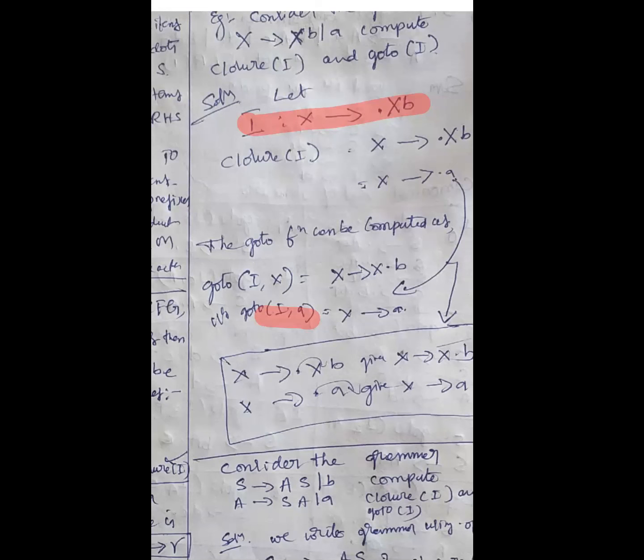So these are the things we will go on calculating for closure, and then go to. Very simple: X tends to dot XB, and then X dot B, and then dot a, then move to X a dot. Like that we will go on performing the operation. Next we move on to the next one.